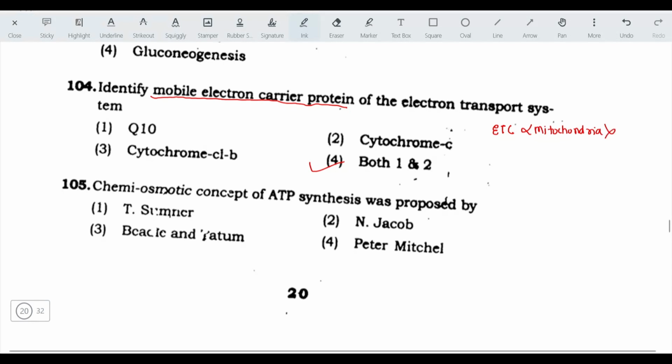This question, the chemiosmotic concept of ATP synthesis was first proposed by, so the answer here is Peter Mitchell. This theory, the chemiosmotic theory, explains the mechanism of ATP synthesis in mitochondria as well as in chloroplast.